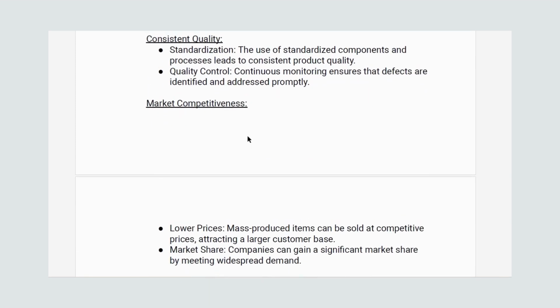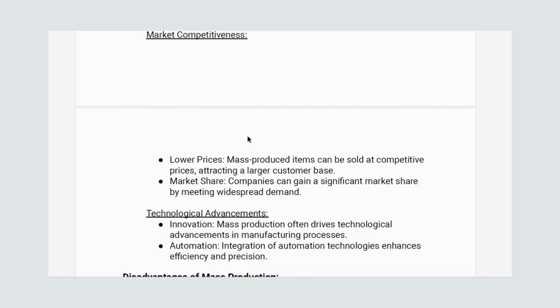Next one is market competitiveness. When we say market competitiveness, mass-produced items can be sold at competitive prices, attracting a large customer base. It will gain a significant market share by meeting widespread demand. Also, when we talk about technological advancement, mass production drives technological advancement in manufacturing processes. We can see automation technology that enhances the efficiency and precision in mass production.